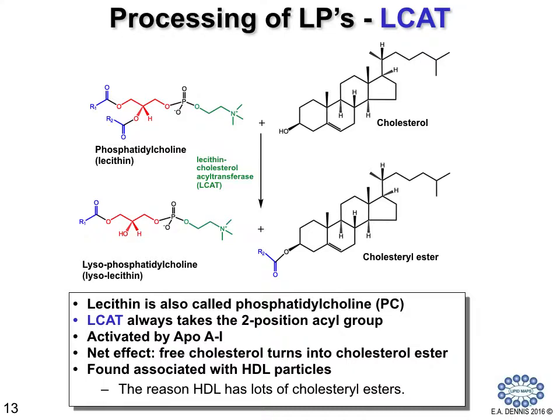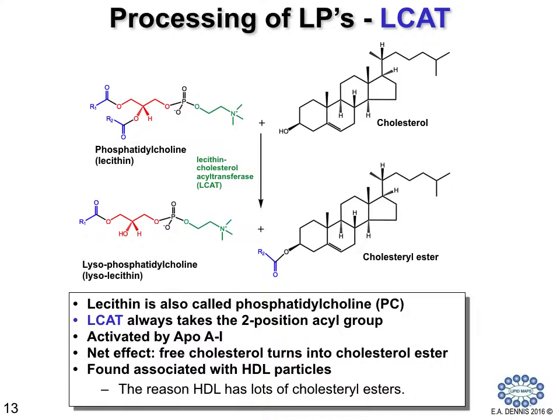I want to now introduce a number of key enzymes in this process. First of all, the name lecithin is an informal name for phosphatidylcholine. And the enzyme LCAT, which stands for lecithin cholesterol acyltransferase, takes the fatty acid on the middle or SN2 position of phosphatidylcholine or lecithin and transfers it to cholesterol to make a cholesterol ester.